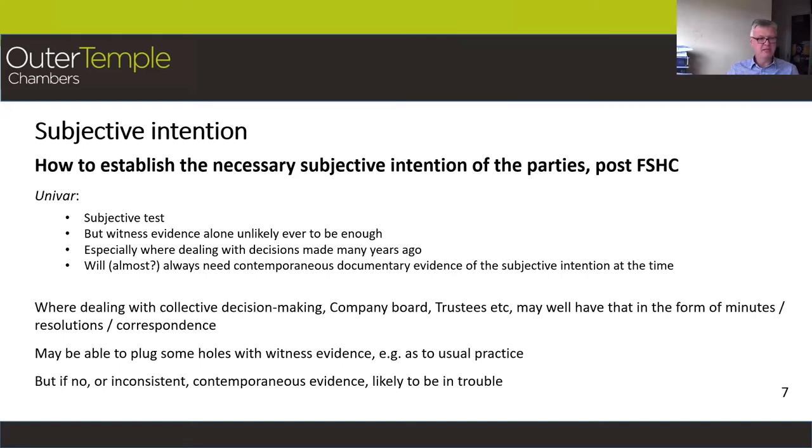And what you'll be looking for, as I know Michael's going to go into a little bit more detail about, is minutes, resolutions, correspondence, that sort of thing, which are likely to be available if you're dealing with collective decision making. It seems to me, for what it's worth, that where you've got some holes in the contemporaneous documentation, you may be able to plug them with some witness evidence, as I've said in the slide, for example, as to usual practice for company decision making and so on. But if you haven't got much, if any, contemporaneous documents, or what you have got is inconsistent with what the parties are saying their subjective intention was, then you're likely to be in real difficulty.